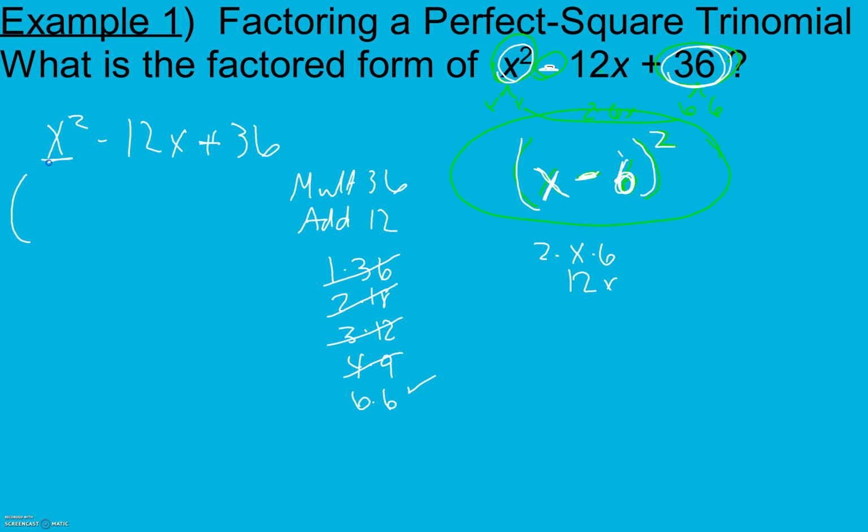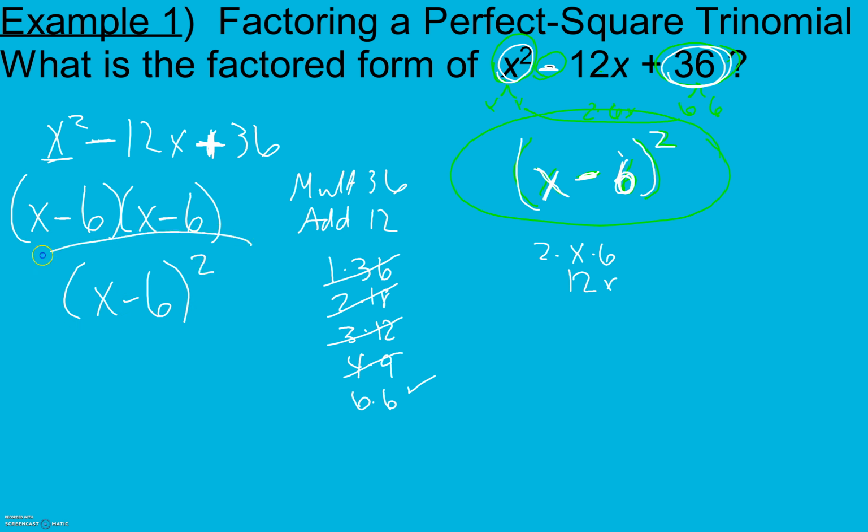So here, to multiply to x squared is x and x. We're going to multiply to 36 and add to 12. So since we add, we found the sum, which means our signs are the same, both negative. We said 6 and 6 here. So since our bases are both the same here, we can rewrite that as x minus 6 squared. And we get to the same place we did over here. It just took us a few more steps.